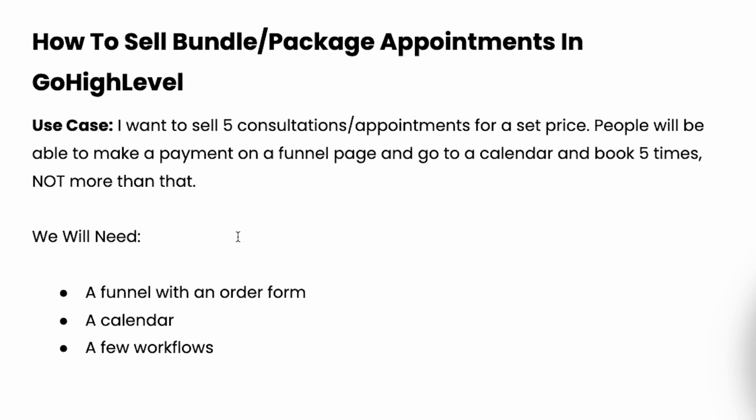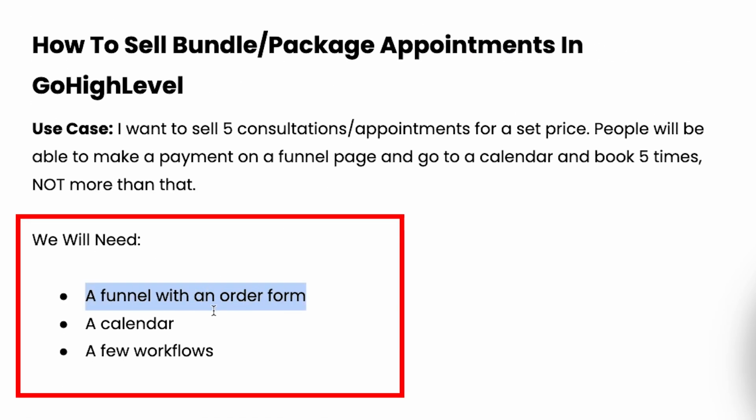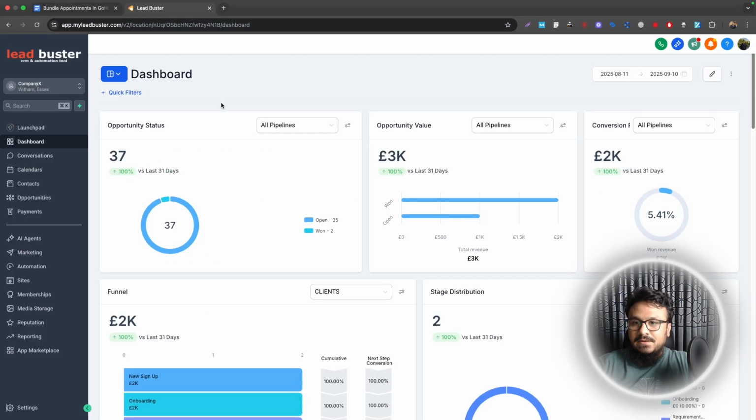So what we will need in order to implement this: first of all, we will need a funnel with an order form, and that will have a product connected. Basically, people will be coming to that funnel and then purchasing that product. Then we will need a calendar and a few workflows. That's pretty much what we would need. And we would need some custom values or custom fields as well. So, okay, now let's start implementing our solution.